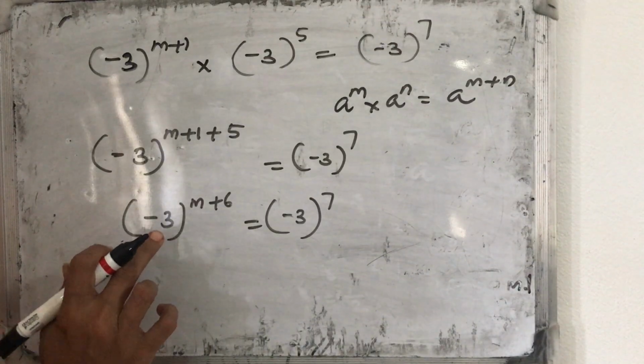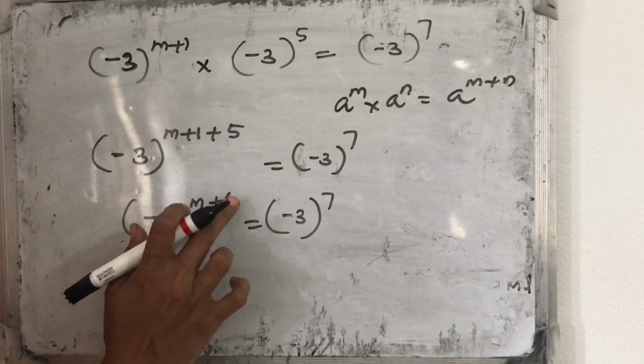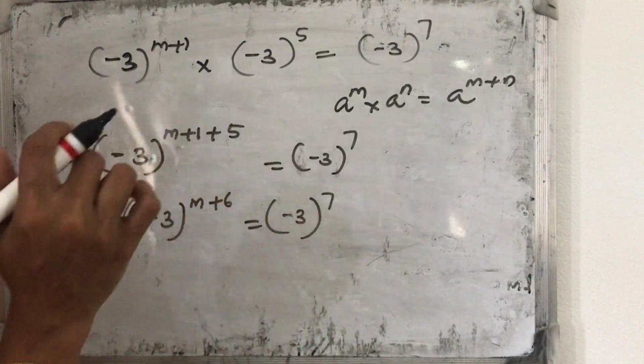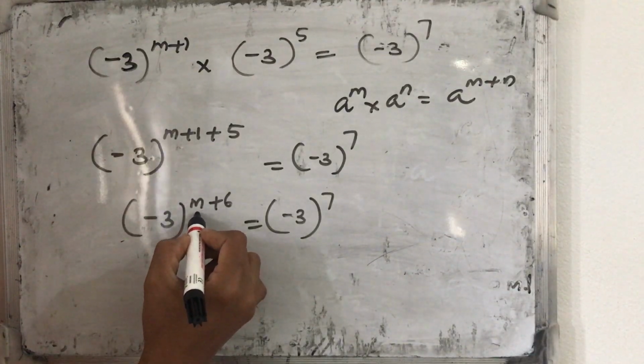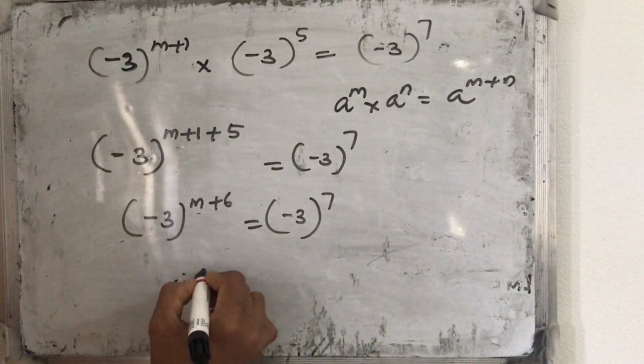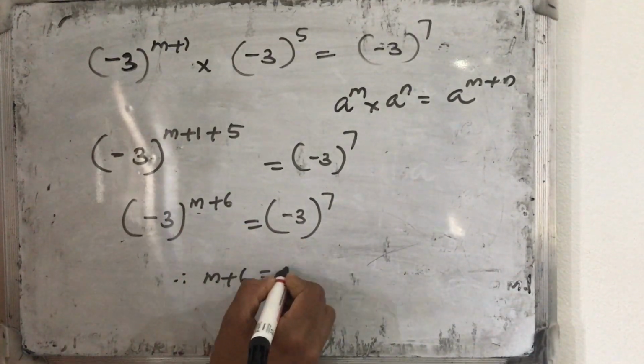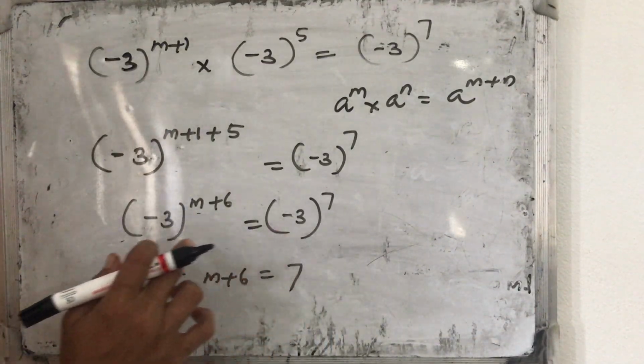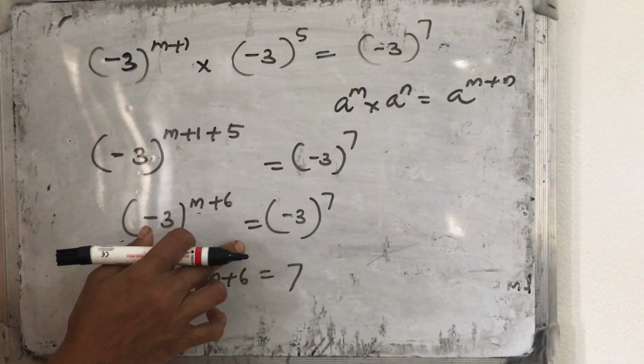Now we know that if minus 3 raised to m plus 6 is equal to minus 3 raised to 7, how can we equate the powers? Therefore m plus 6 is equal to 7, because the bases are the same.